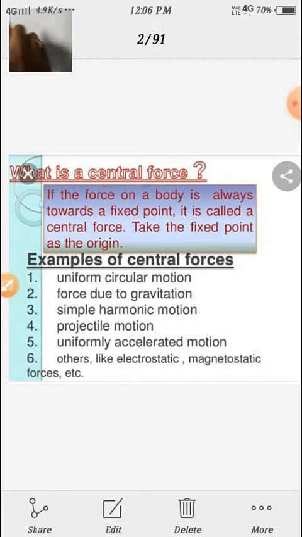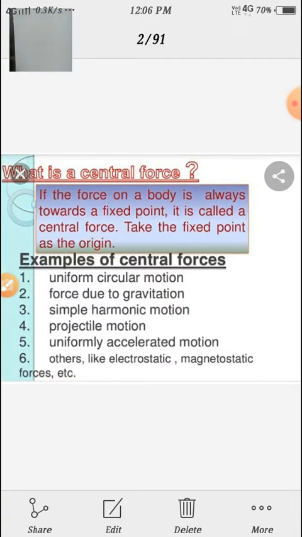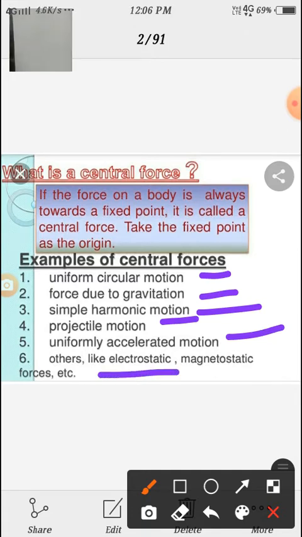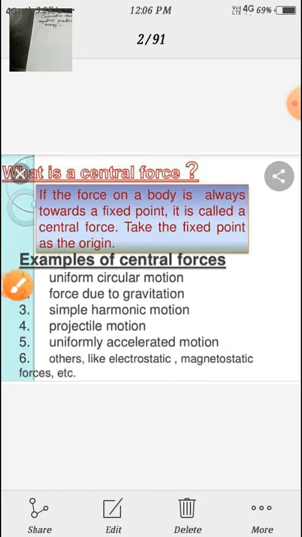Examples of central forces: uniform circular motion, force due to gravitation, simple harmonic motion, projectile motion, uniformly accelerated motion, others like electrostatic and magnetostatic forces. These are the examples of central forces.